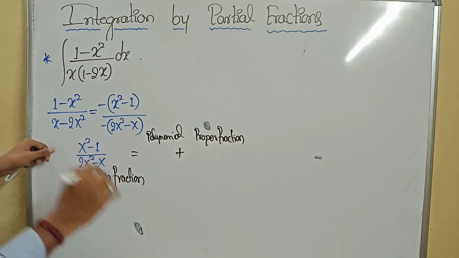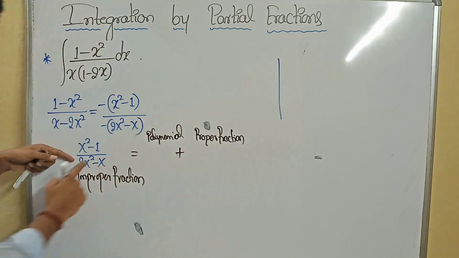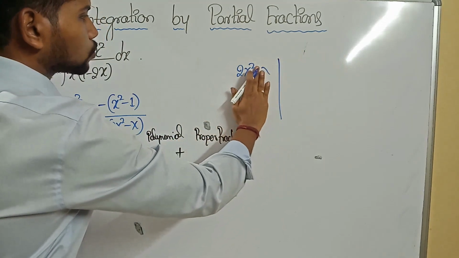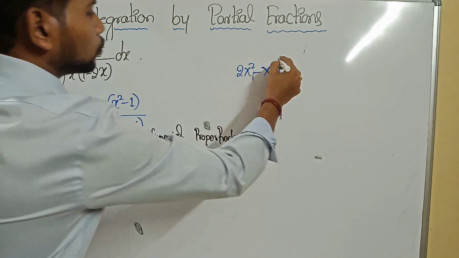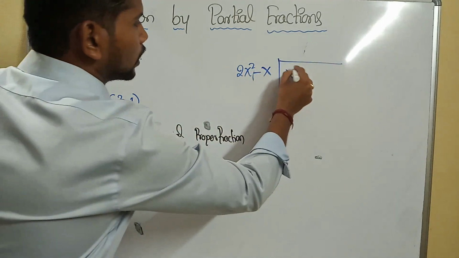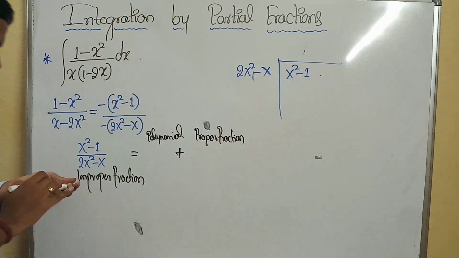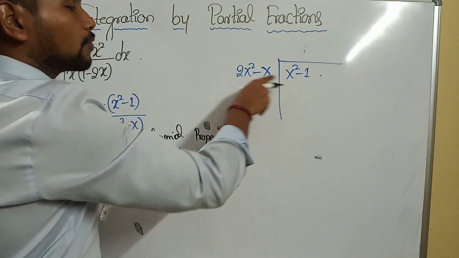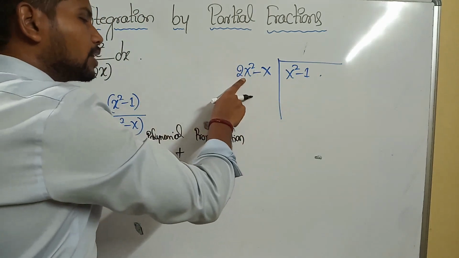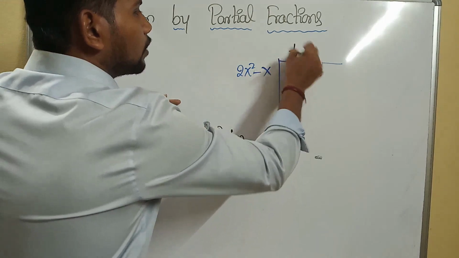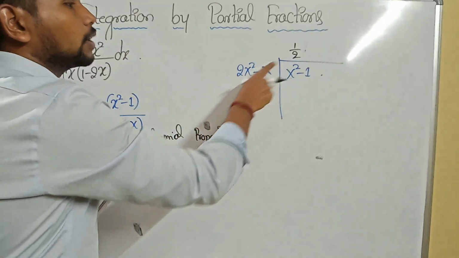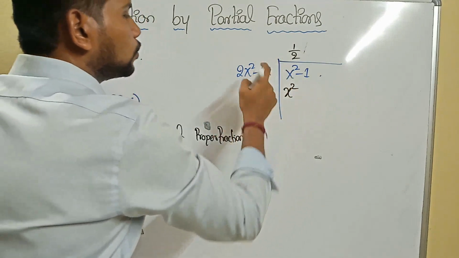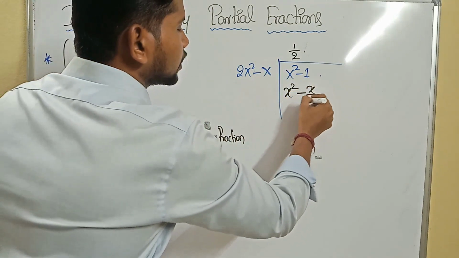What is the actual division method? I'd like to write here. What's the denominator here? 2x square minus x. What's the numerator? It is x square minus 1. Okay, now I am ready to divide it. I need to get x square from 2x square. What do I need to multiply to 2x square to get x square? I need to multiply 1 by 2. Okay, 2x square into 1 by 2, the 2 will be cancelled, I am getting x square. 1 by 2 into x, it is minus x by 2.